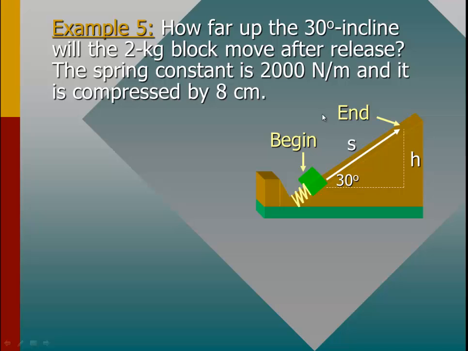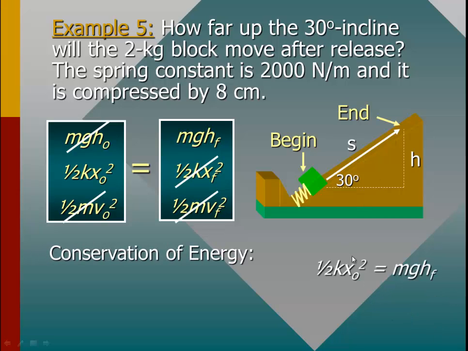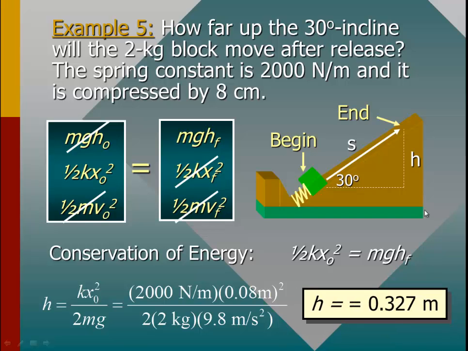So at the beginning we have no gravitational potential energy. We'll start that at 0. It just has the spring's potential energy, and all of that is going to become the gravitational potential energy. As it goes up, that kinetic energy is turned into gravitational potential energy. So by conservation of energy, the stored energy in the spring has to become the gravitational potential energy. Solving for the height h, we see that it's going to go 0.327 meters up.